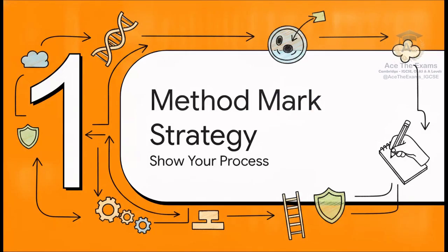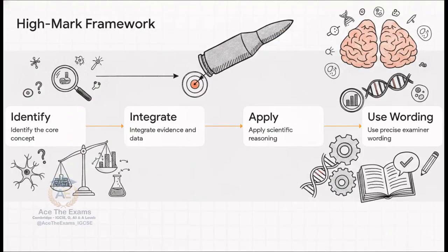Let's get right into Section 1, the method mark strategy. This is all about showing your systematic process, not just jumping to your final answer. You've got to treat your biological knowledge as ammunition for this simple 4-step framework. First, clearly identify the core concept. Second, integrate any data they give you in the prompt. Third, apply rigorous scientific reasoning. And fourth, wrap the whole thing up using precise examiner wording. This is exactly how you engineer a high mark response.